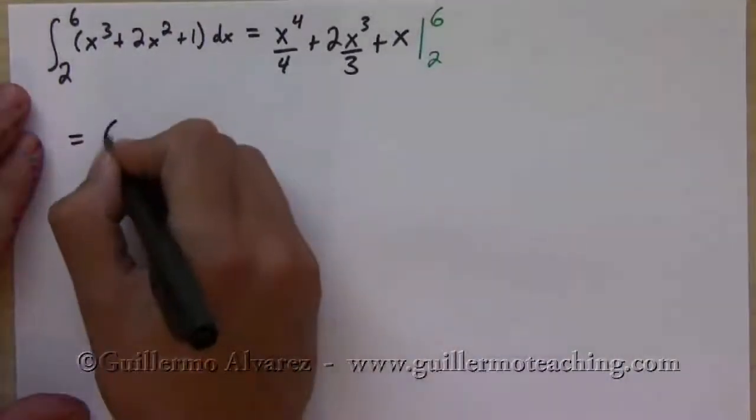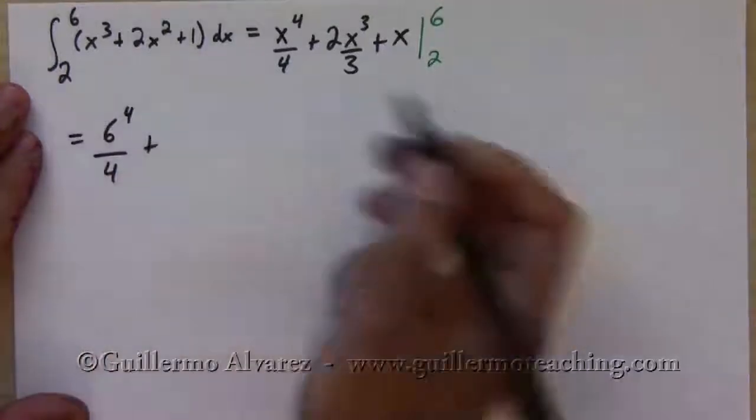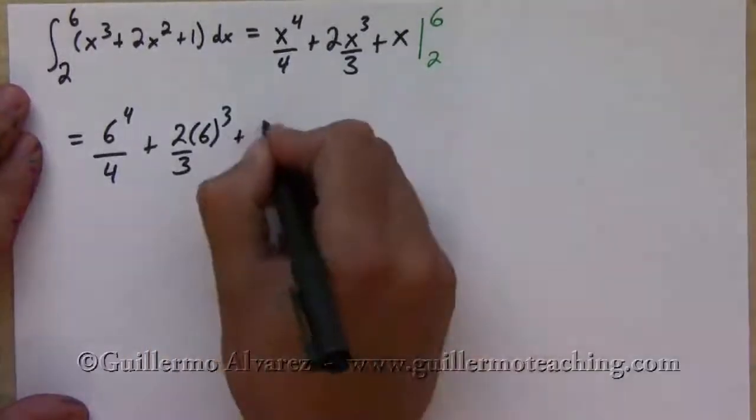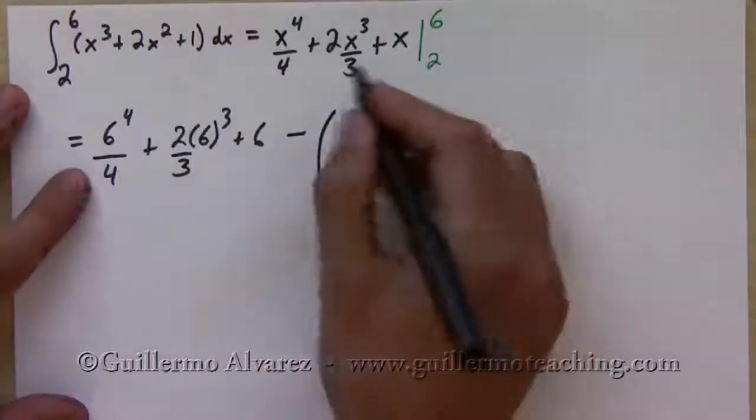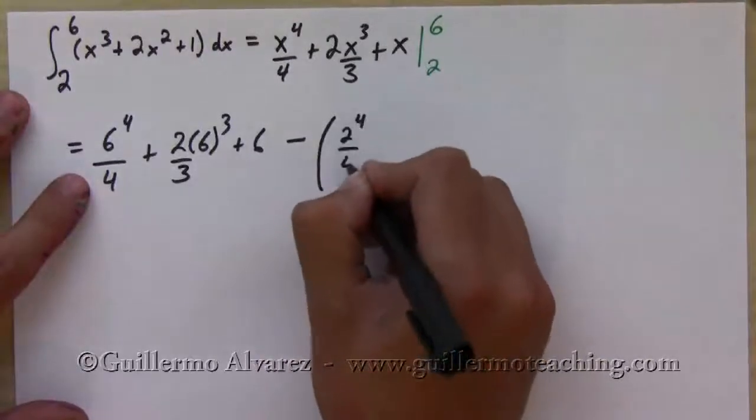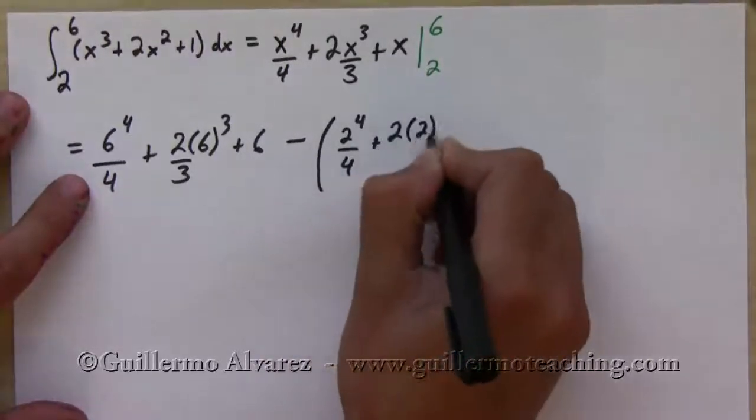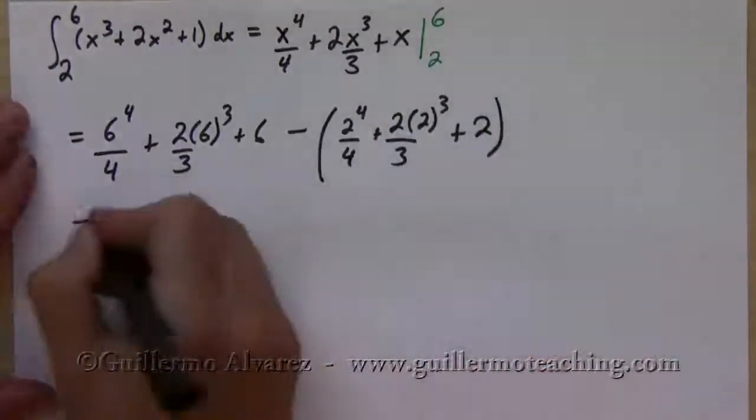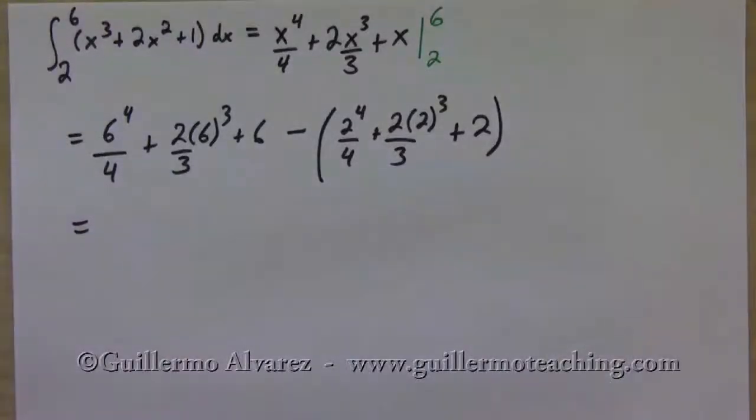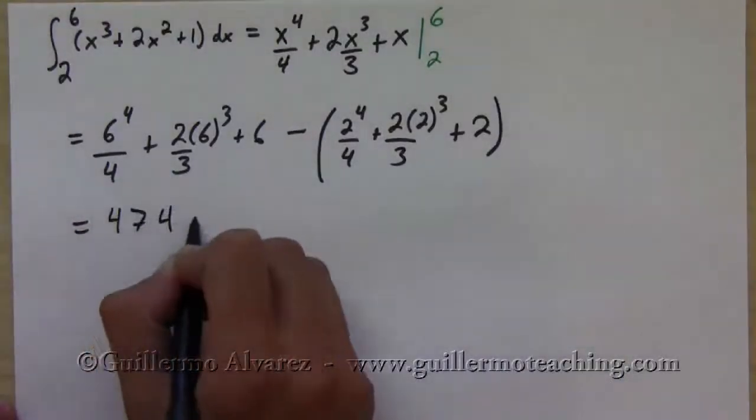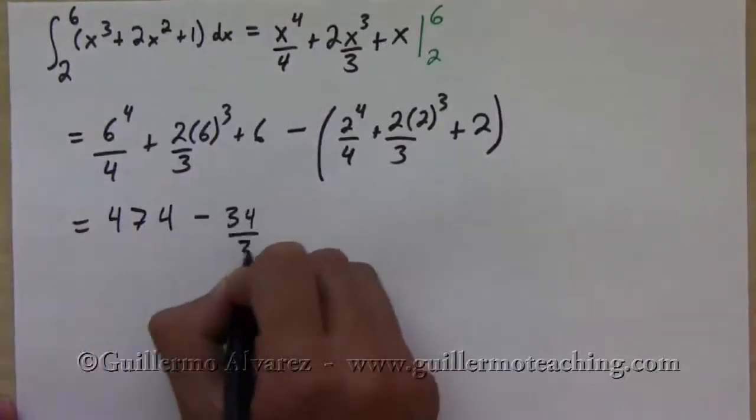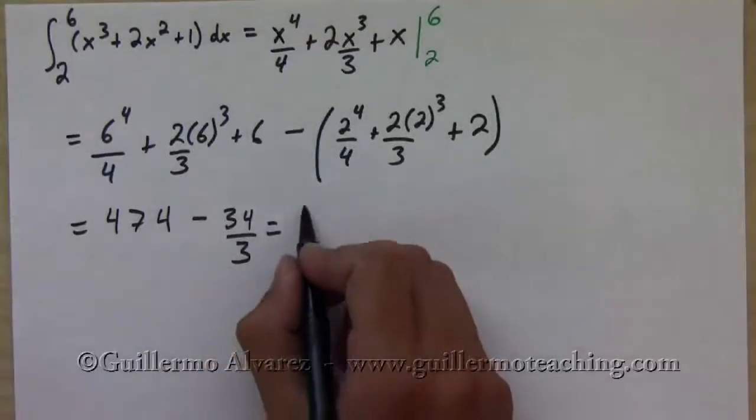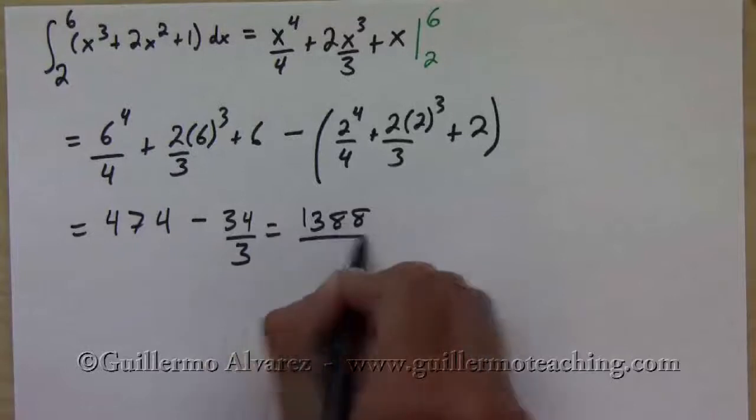So I'm going to plug in 6, and then 2 times 6 cubed over 3 plus 6, and then minus, now I'm going to plug in 2, so this is going to be 2 to the 4th over 4 plus 2 times 2 cubed over 3 plus 2. And so this is equal to 474 minus 34 over 3, which is equal to 1388 over 3.